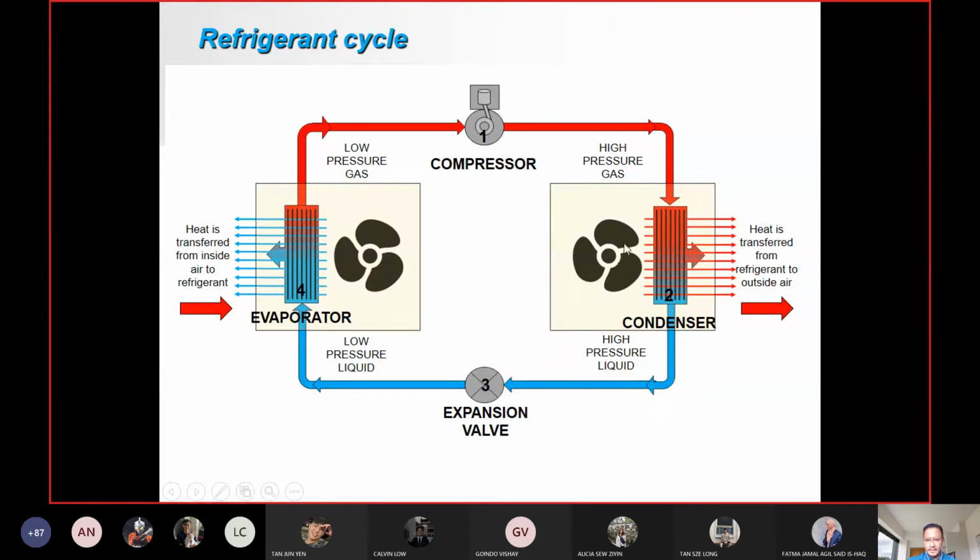It releases heat, the fan basically blows over the condenser. It transfers the heat from the refrigerant to the outside air, and then it goes back to here. And then this is the expansion valve. Basically, it controls the amount of refrigerant.